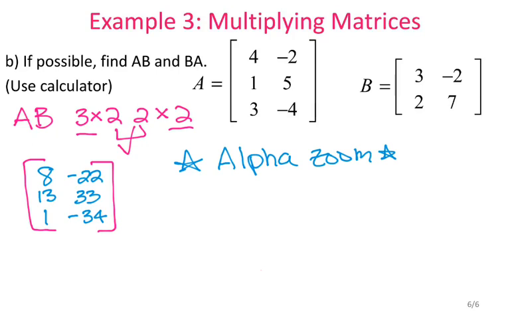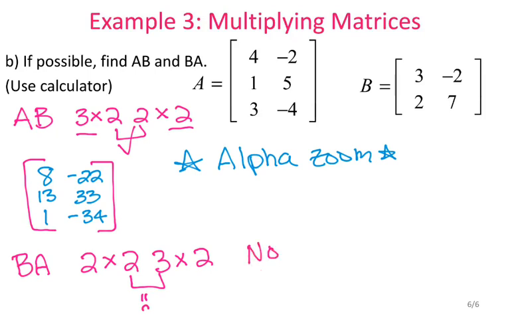Let's look at B times A, so in the opposite direction. B was a 2 by 2. A is a 3 by 2. Oh no! Those two do not match, which means I cannot actually multiply those two matrices together. So that right there is not possible.